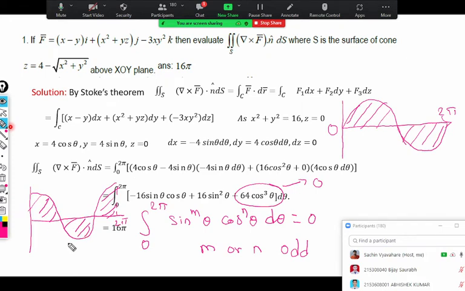So we have seen here, when there is an odd power, when sine raised to 1 is there, or cos raised to 1 is there, the integral is coming 0. Now let me draw the graph of sine square x.